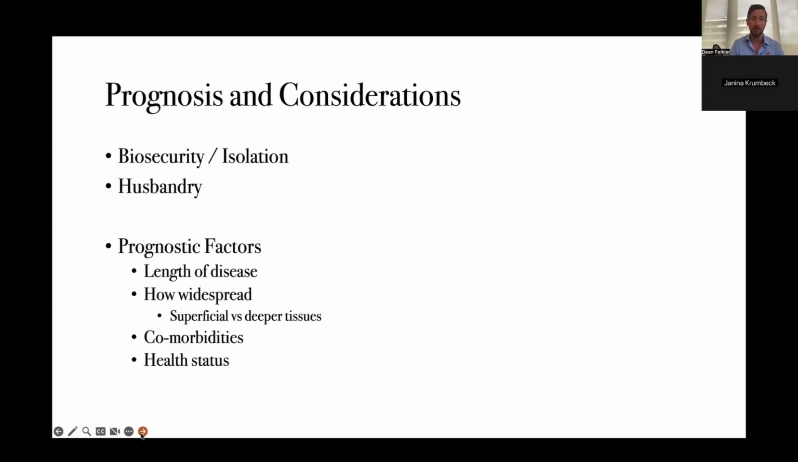And again, biosecurity and isolation. For clinicians as well, you should always be wearing gloves whenever you're treating any reptile, in my opinion, any patient. I always wear gloves. And make sure they're isolated, that the owner's not keeping it with other bearded dragons or whichever reptile it is. Husbandry is on point. And again, prognostic factors: length of disease, how widespread it is.